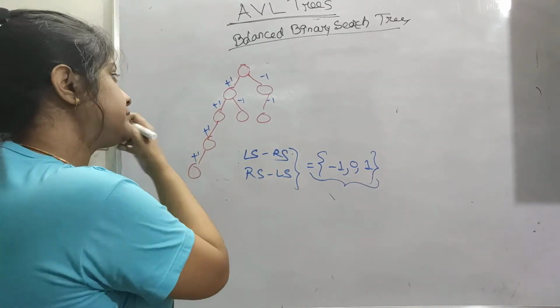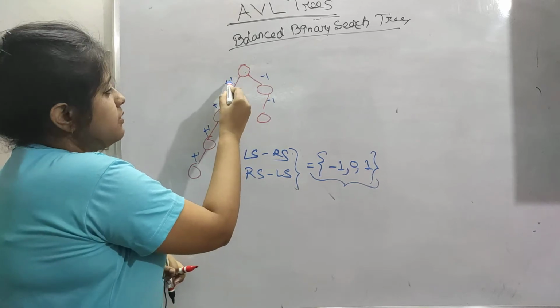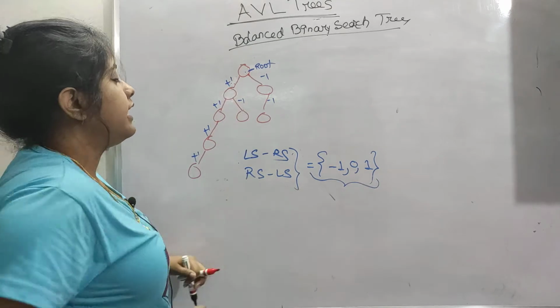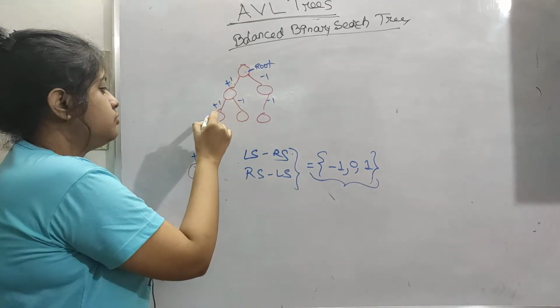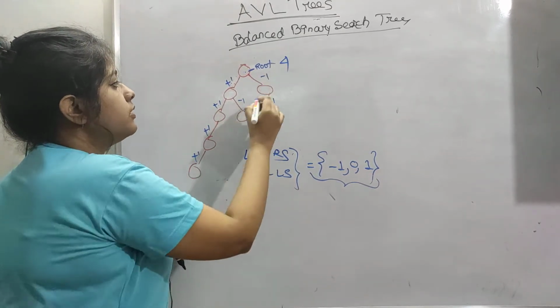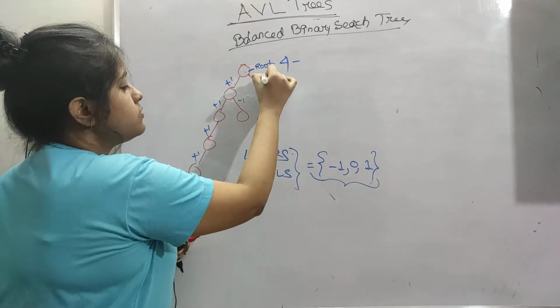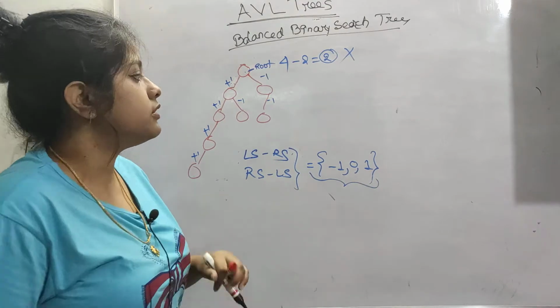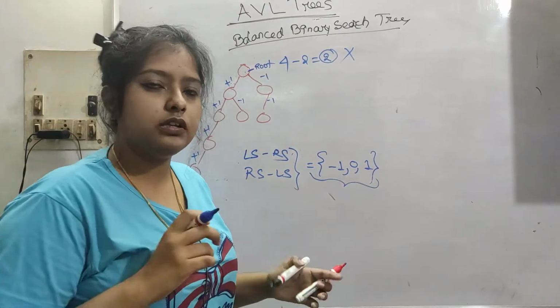I'll tell you how. Here it has +1 for the root. For the root I am calculating +1, 1, 2, 3, 4. So 4, and here it is -1, 2. So the difference is 2, so this is not an AVL tree.